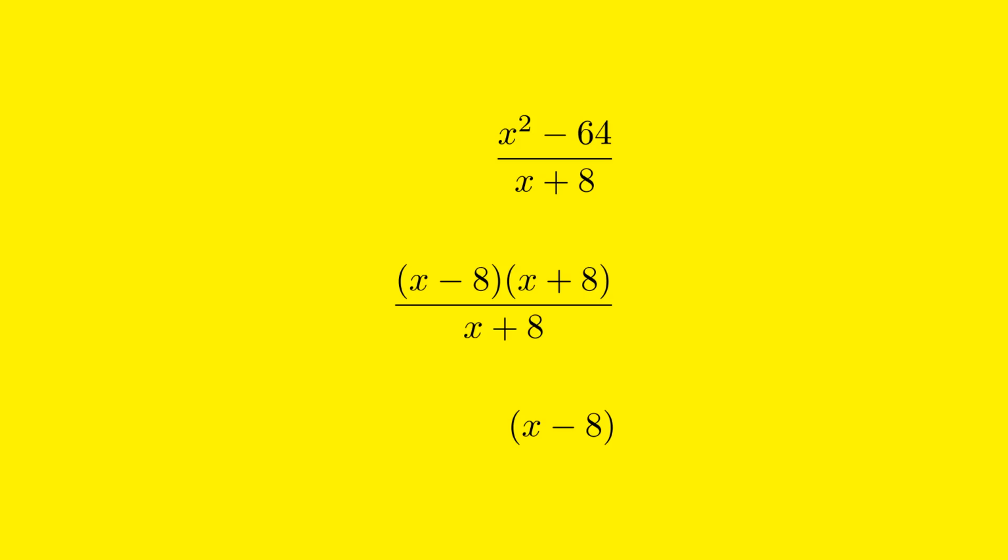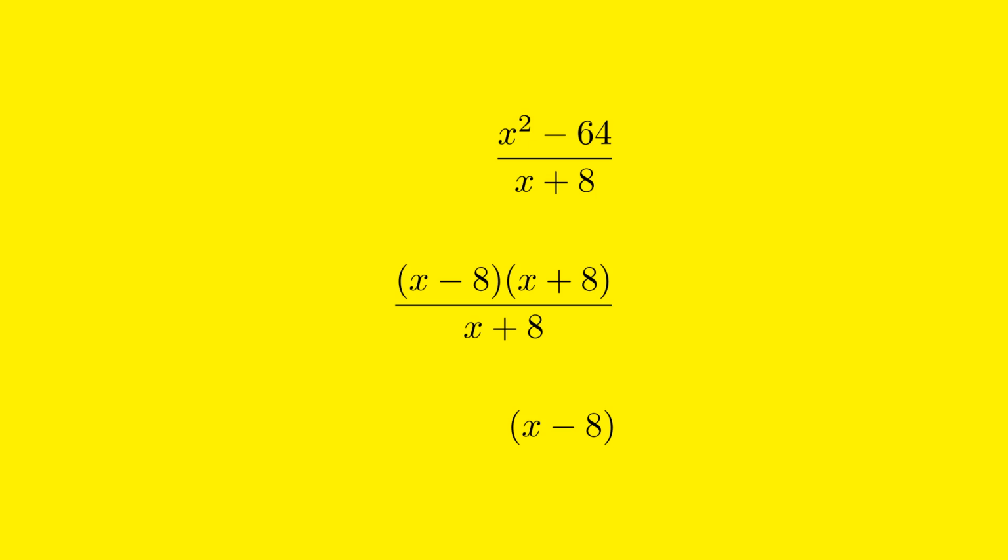In step 1, we start by simplifying the numerator of the rational expression. The given expression is x squared minus 64 divided by x plus 8. Notice that x squared minus 64 is a difference of squares. A difference of squares can be factored into the form a squared minus b squared equals a minus b times a plus b. Here, a is x and b is 8.